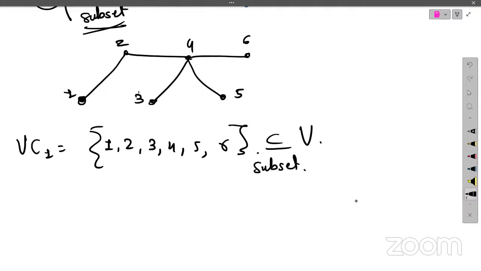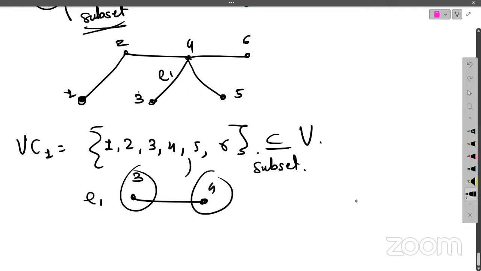Covering all the edges means if you pick any edge, so suppose I pick this edge, let's name it to be E1. So if you pick the E1 edge, then what are the endpoints of this edge? So endpoints are 3 and 4. And here the case is both endpoints belong to our subset. So this is one type of vertex cover.